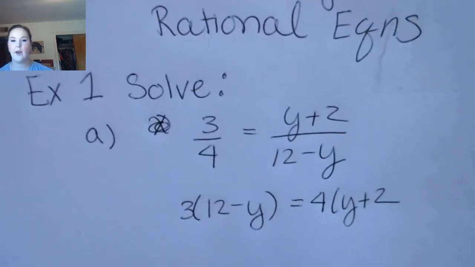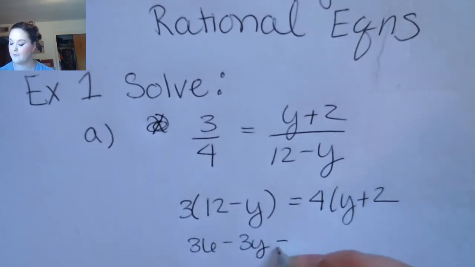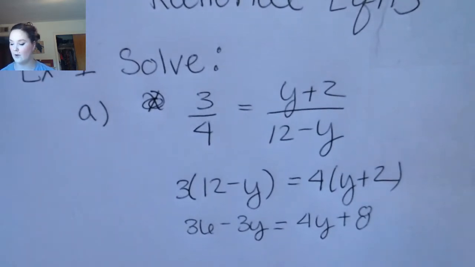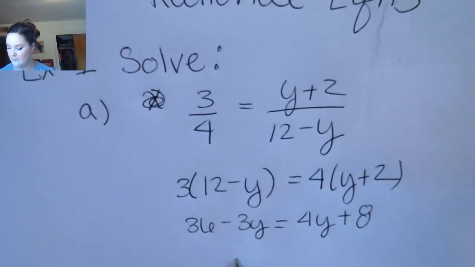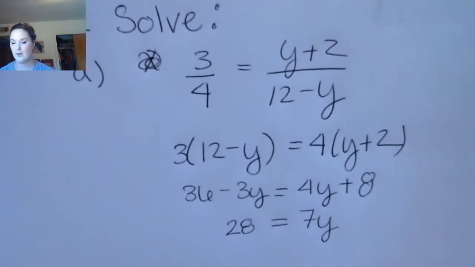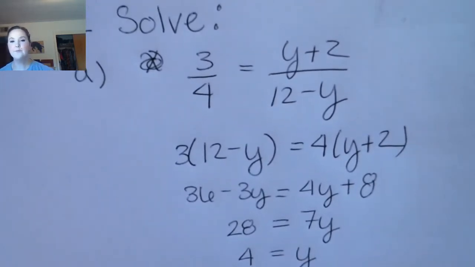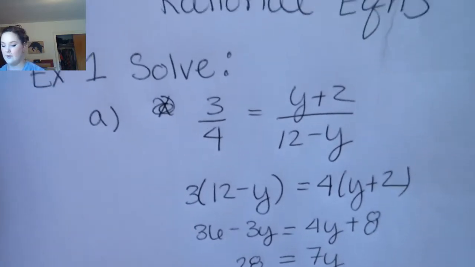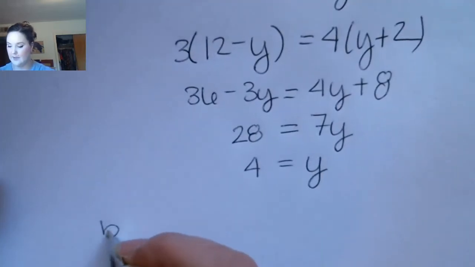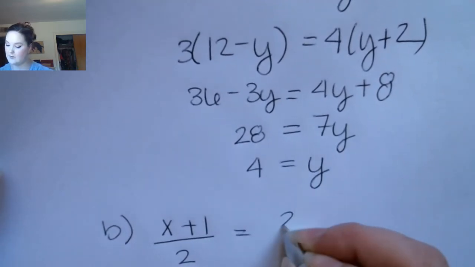Okay, and now you have just a linear equation, so we're going to multiply this out. Okay, move all of our y's to one side. Okay, and divide by 7. All right. All right. So let's do one more of those. And then we'll move on to some stuff that maybe is a little bit more tricky or we remember it a little bit less.